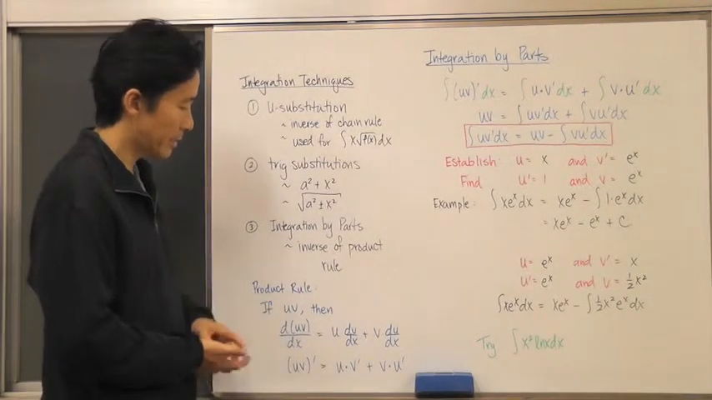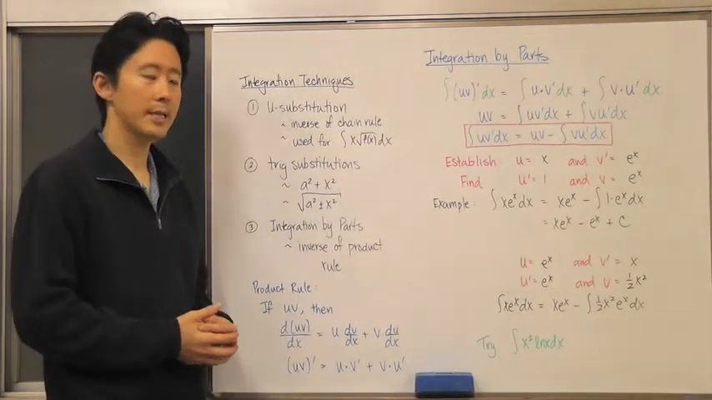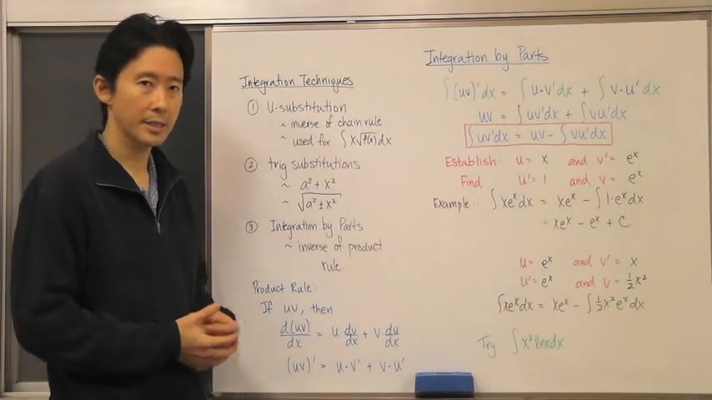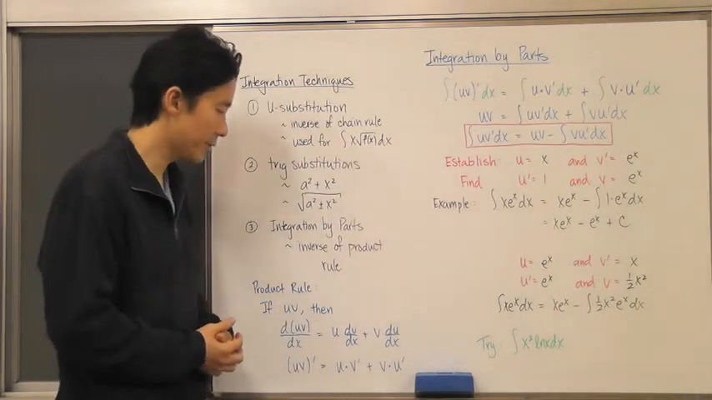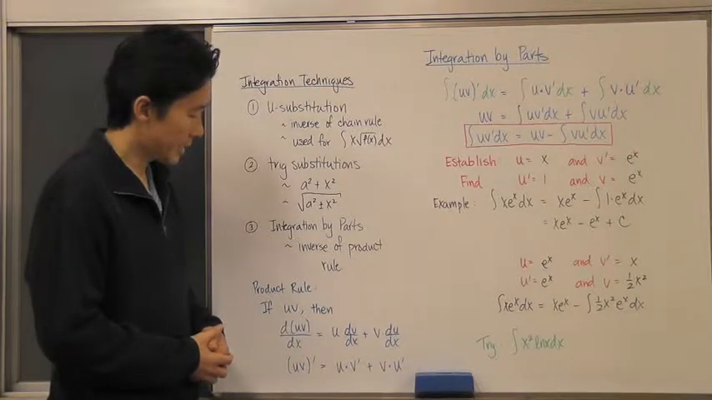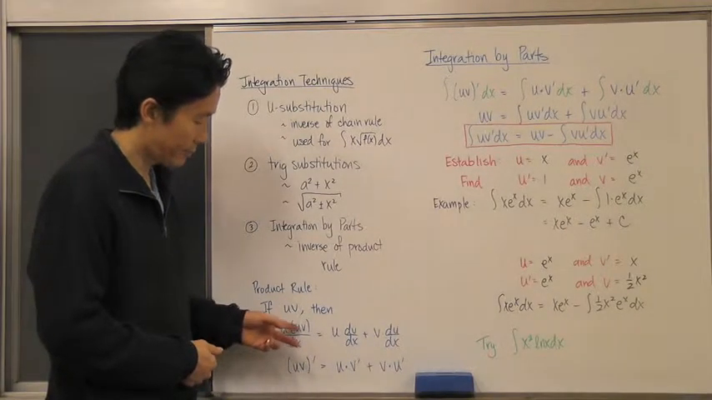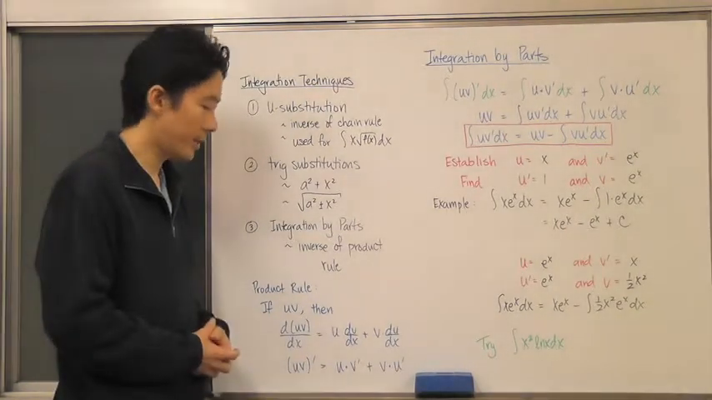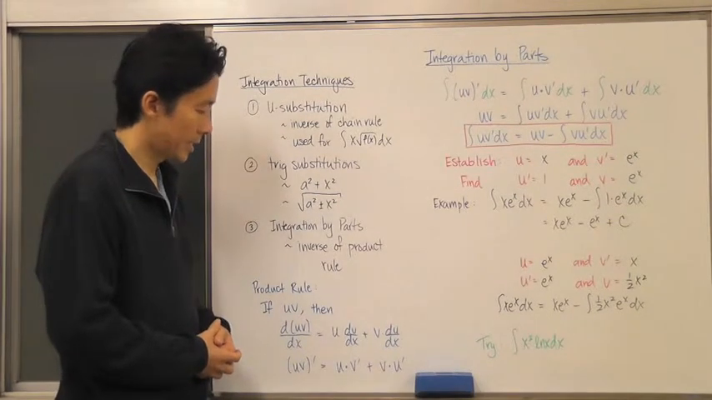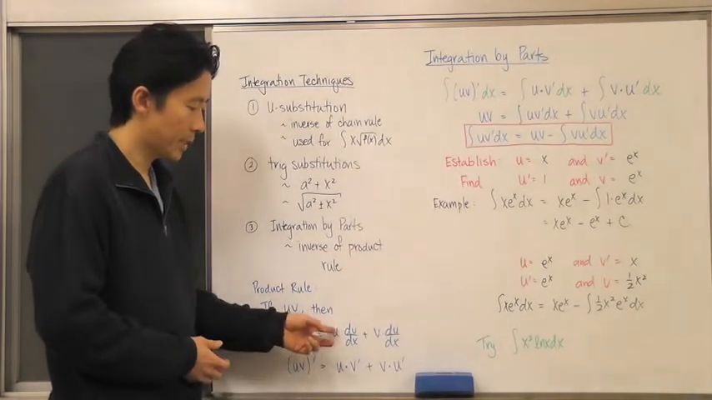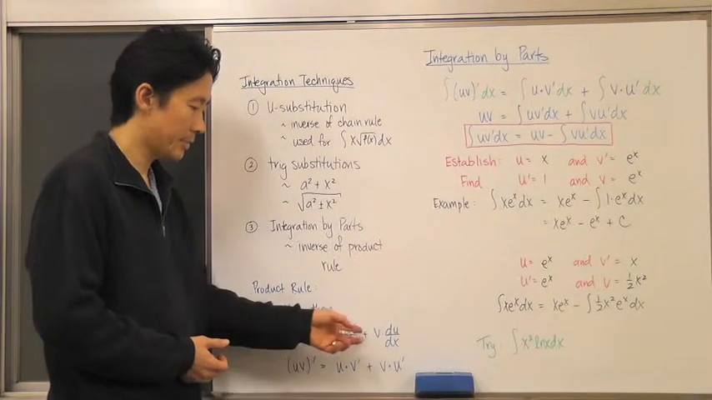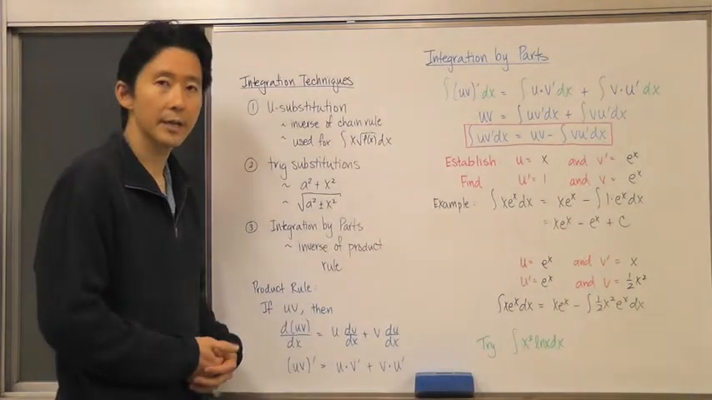So let's take a look at two functions u and v, and let's say that these functions are in terms of x and are completely integrable and differentiable. Then if we take the derivative of uv, or the product of u and v, with respect to x, what we're going to come up with is u times dv over dx plus v times du over dx.